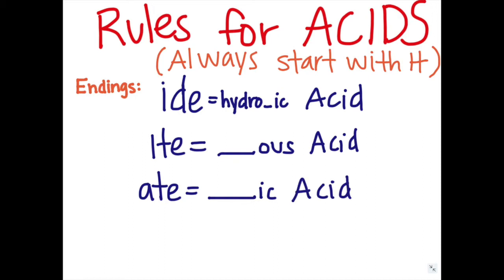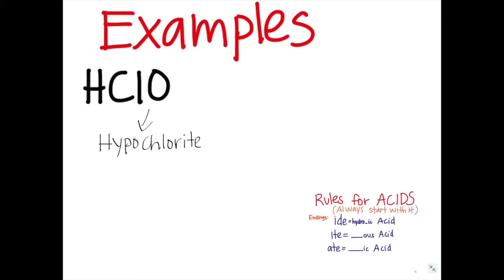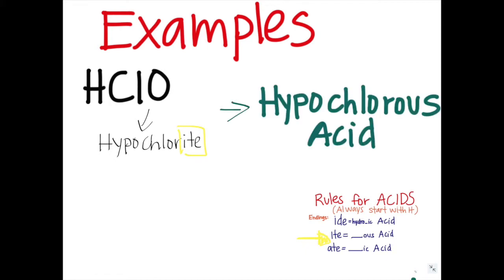Now let's do some examples. The first example will be HClO. ClO stands for hypochlorite. So you check the rules for acids and it ends in ITE. So it will be the name of the polyatomic ion with an -ous at the end. So that will be hypochlorous acid.